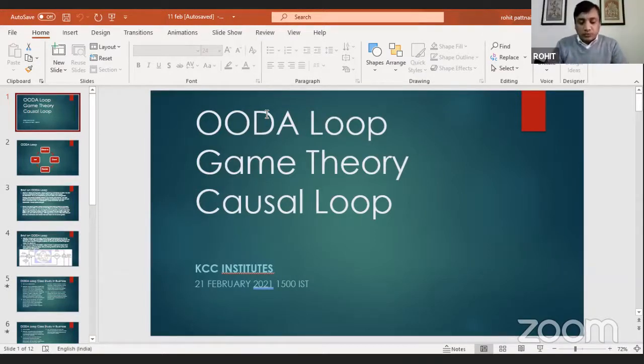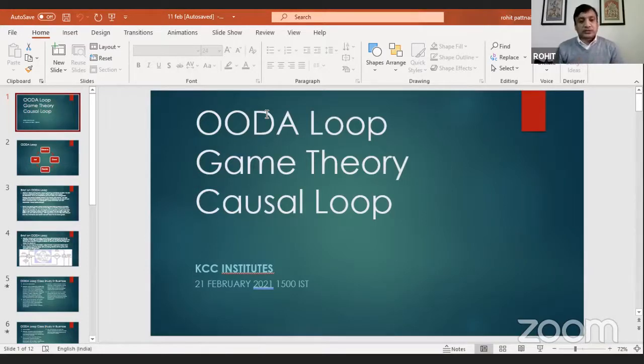Now, to begin with, this afternoon, I'm going to be speaking about the OODA loop, game theory, and causal loop. The other two, I'm just going to run over briefly, the primary focus being on OODA loop. All three are tools in economics and mathematics, which have profound implications on the way strategy is derived, be it business strategy, national strategy, or individual strategy. All of these are basic tools to help the best possible outcomes, to basically give you a winning strategy based on all the variables that you have.